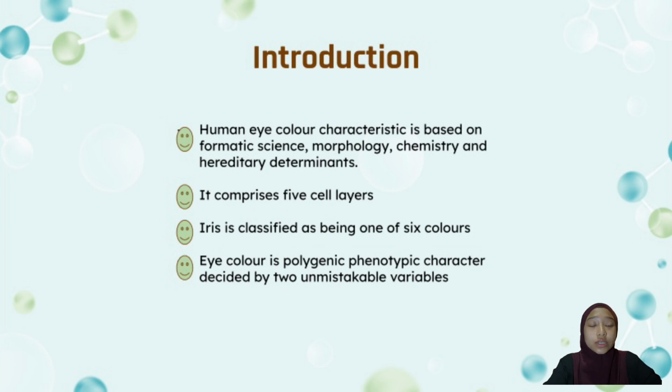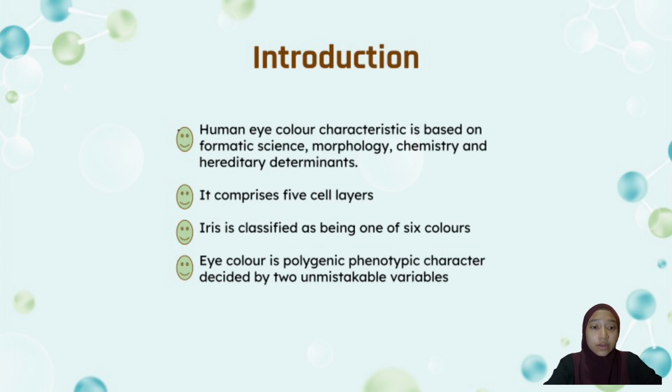The consideration of human eye color as a physical characteristic is based on the formative science, morphology, chemistry, and hereditary determinants of the structure known as the iris, which is a portion of the uveal tract of the eyes. It comprises 5 cell layers: the front border layer, stroma, the sphincter and dilator muscle fibers, and the back colored epithelium. The foremost contributors to the appearance of eye color are the front layer and its fundamental stroma.